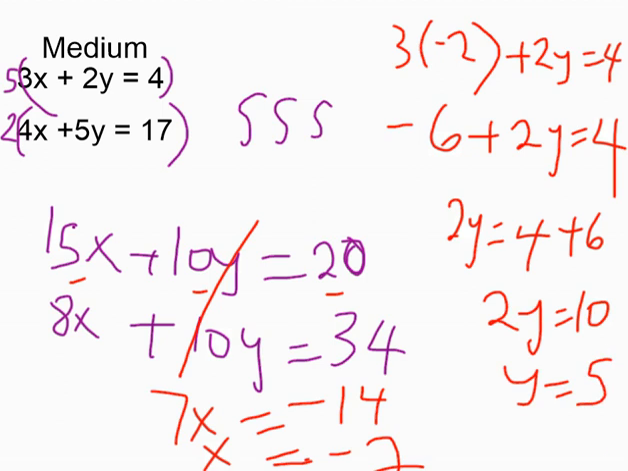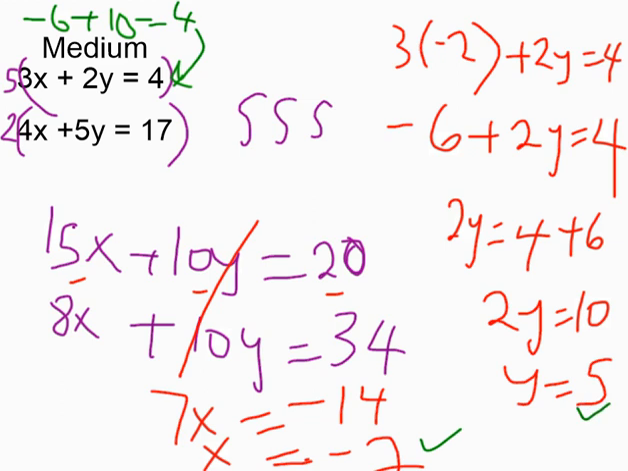Now check if this answer is correct by substituting these values into any of the original equations. So if I take the top one and say 3 times negative 2 is negative 6, yeah? Plus, now 2 times 5 is 10. Now, negative 6 plus 10 is actually 4. So it shows that this is actually correct, as you can clearly see. So that makes it really correct.